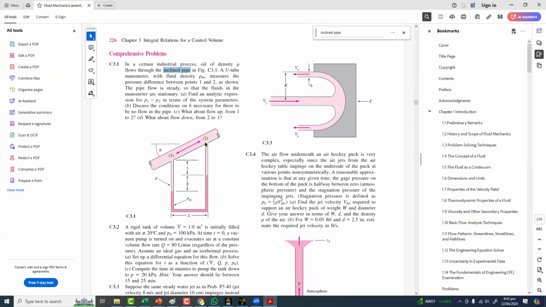And even without the manometer, for example, you can take 2 points, 1 point here, 1 point here, and you can find out the pressure difference between these 2 points. And then solve this problem analytically. Okay. And try to see what solution you get from CFD and what solution you get from the theoretical formulation.